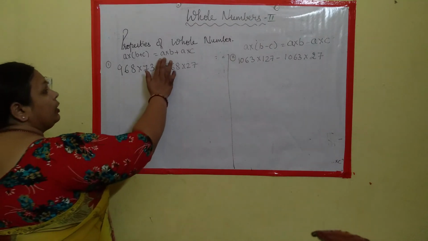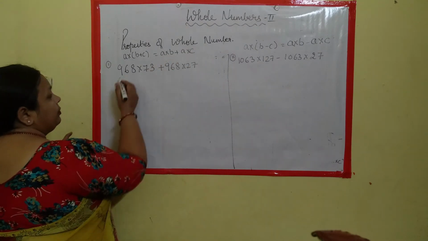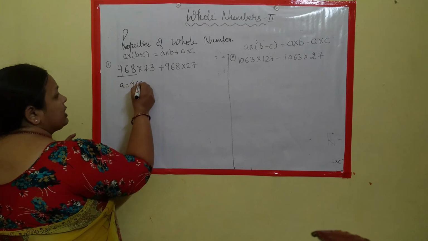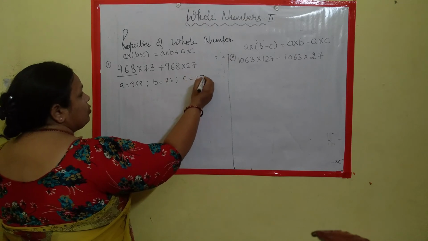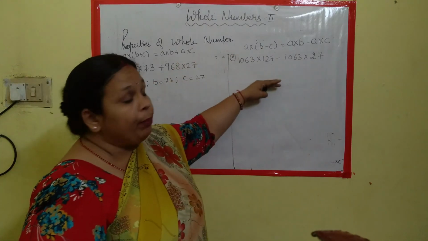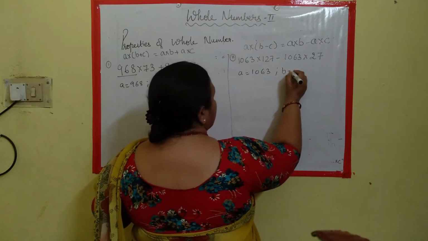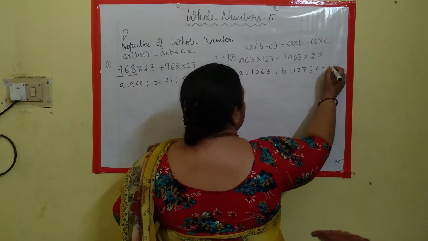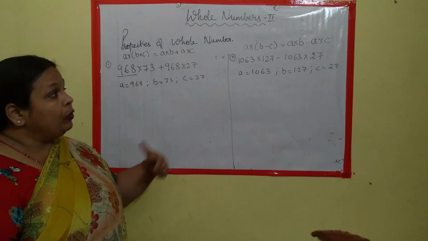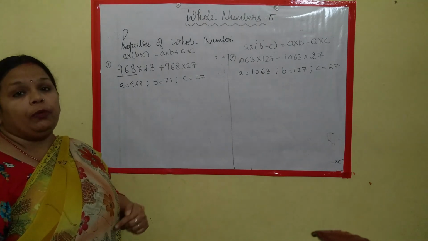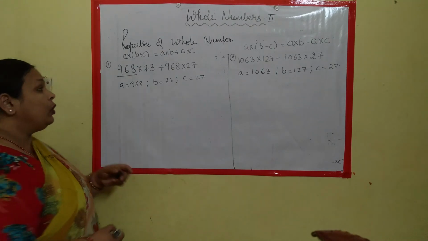So if you find here, the second part is A into B plus A into C. See, this is your A. A is equal to 968, B is equal to 73 and C is equal to 27. Similarly, if we compare here, we have A is equal to 1063, B is equal to 127 and C is equal to 27. Now just looking at the numbers, if you know what is common and which property we are using, the solution will take just a fraction of time, not more than that.